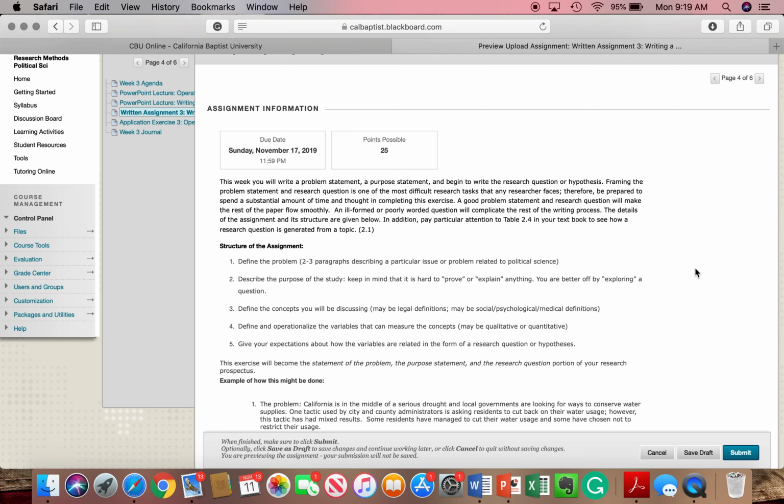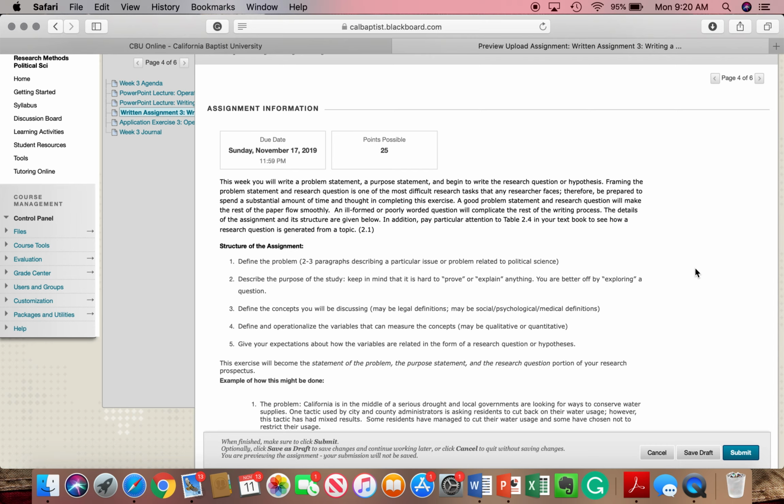Framing the problem statement and research question is one of the most difficult research tasks that any researchers face. Therefore, be prepared to spend a substantial amount of time and thought in completing this exercise. A good problem statement and research question will make the rest of the paper flow smoothly. An ill-informed or poorly worded question will complicate the rest of the writing process. The details of the assignment and its structure are given below. In addition, pay particular attention to Table 2.4 in the textbook to see how a research question is generated from a topic.